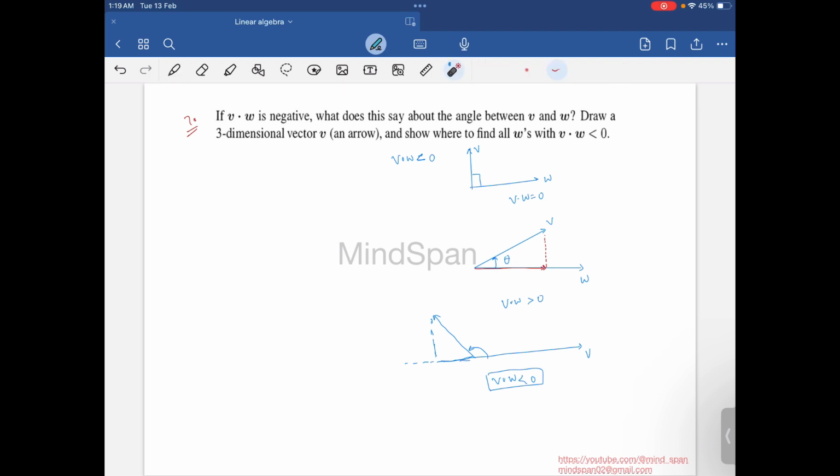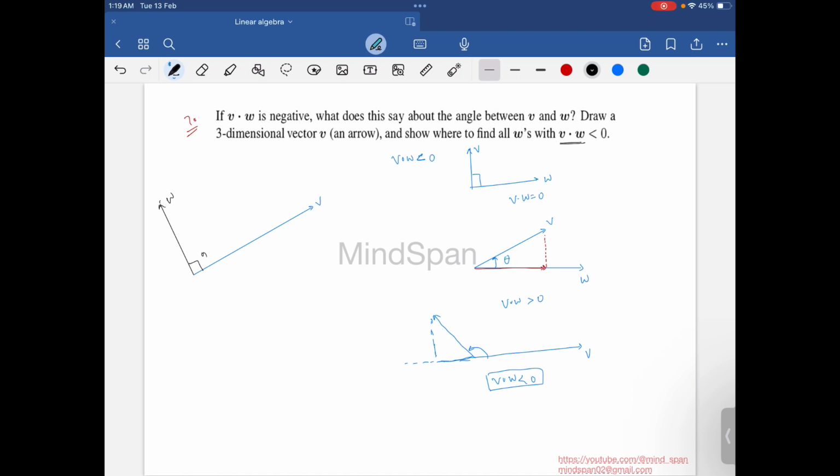Now next क्या बोल रहा है ना कि draw a 3-dimensional vector v and so where to find w's with v dot w is less than 0. So let's suppose you have this vector that is in some 3-dimensional space, vector v. अब क्या बोल रहा है ना कि आप सारे w's को फाइंड करो और that should be in 3-dimensional space and ये डॉट प्रोडक्ट जो होना चाहिए, लेस देन जीरो होना चाहिए। अब देखो अगर आपका ये w यहाँ पे, अगर इसका एग्जैक्टली परपेंडिकुलर है तो ये w इस केस में क्या होगा?